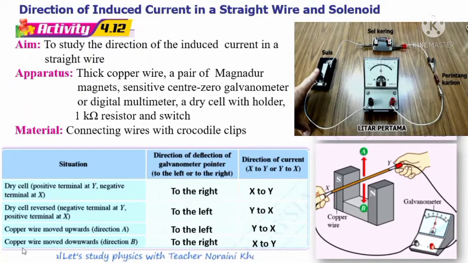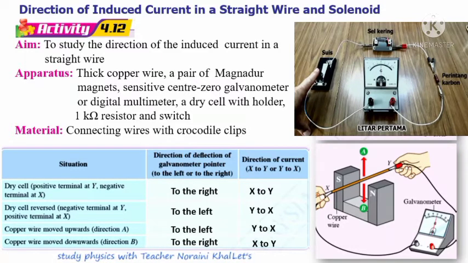Okay, next, the copper wire moves downwards. Apply Fleming's right-hand rule. Your thumb is downward, the forefinger pointing south, the center finger showing that the current is flowing from X to Y. The galvanometer pointer will deflect to the right.